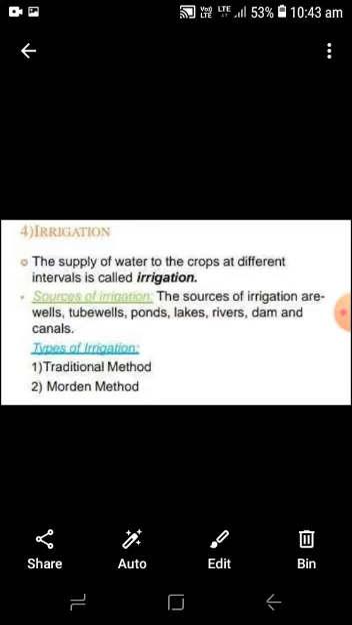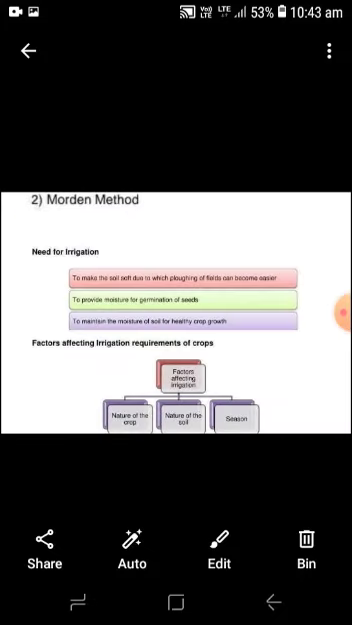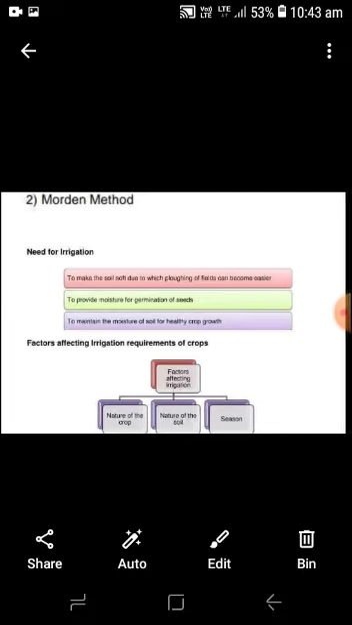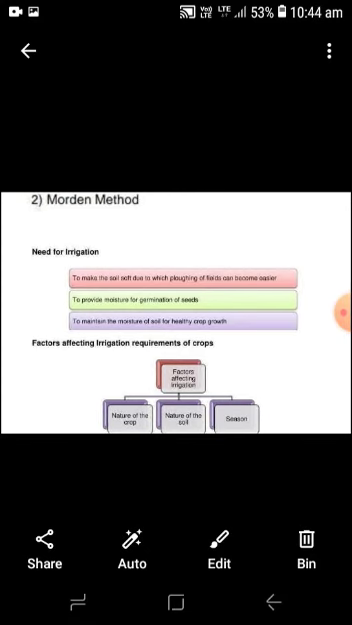Irrigation can be done with the help of wells, tubes, ponds, lakes, rivers, dams, and canals. In the traditional method, there are different modes by which we supply water into the crop fields. But first, let us see why irrigation is needed: to make the soil soft, so that ploughing of the fields becomes easier.